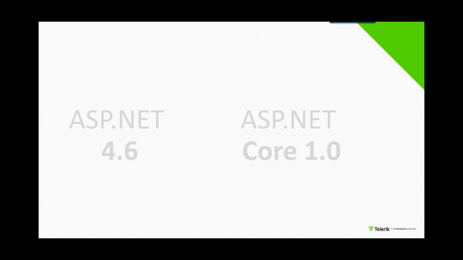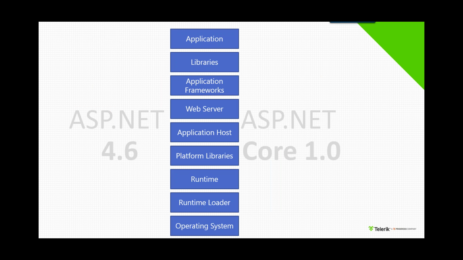So what you see on the left hand side is just a label which says ASP.NET 4.6. On the right you have ASP.NET Core 1.0. So if you take any web application on the Windows side or on the .NET side, you have these many sections, or as I like to call it, flavors within the application, right? You have, of course, the application itself, then you have libraries, then you have an application framework, then you need a web server to host your application, then you need an application host who knows how to run your code. Then you have platform libraries. Of course, there's a runtime.